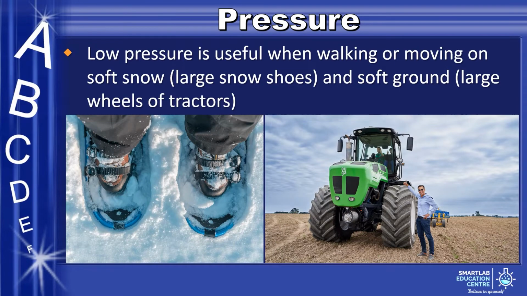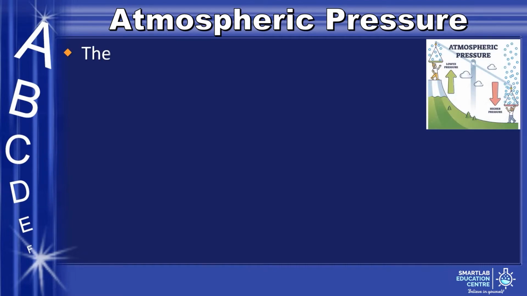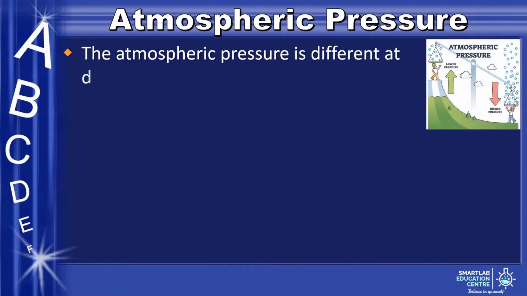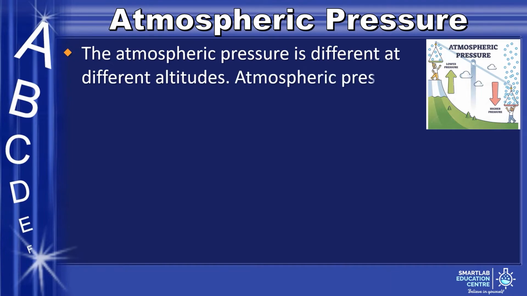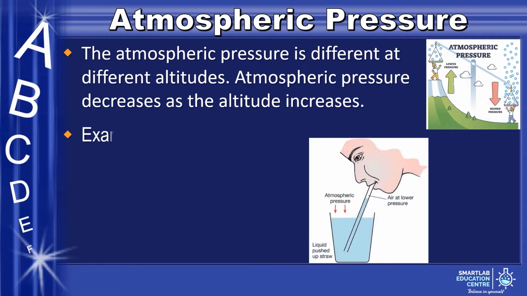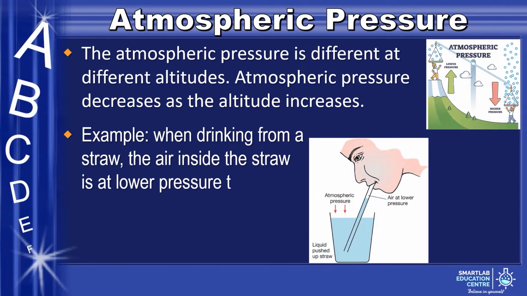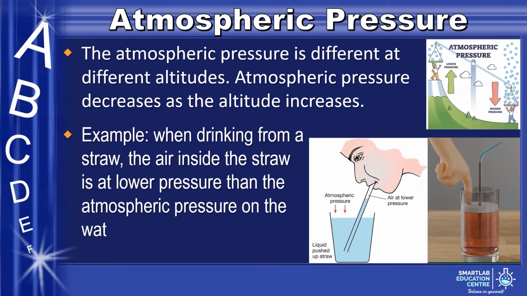Next, we discuss two special types of pressure, atmospheric pressure, and pressure in a liquid. The atmospheric pressure is different at different altitudes. Atmospheric pressure decreases as the altitude increases. For example, when drinking from a straw, the air inside the straw is at lower pressure than the atmospheric pressure on the water in the cup, so the water is pushed up through the straw.